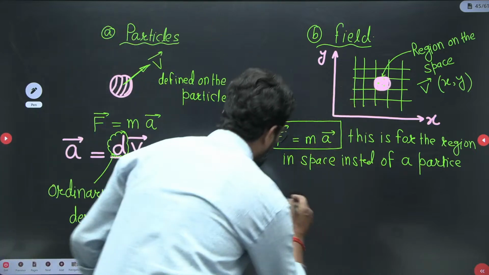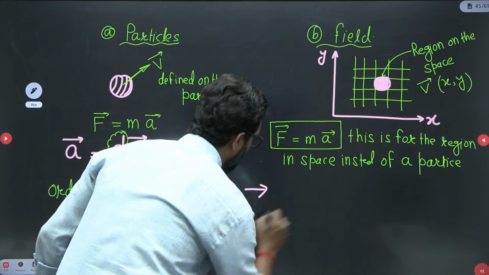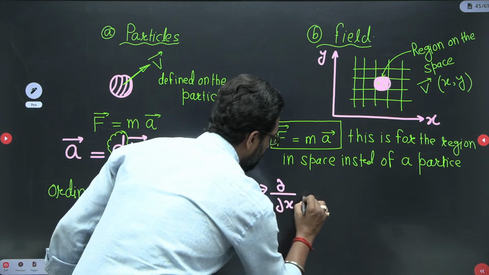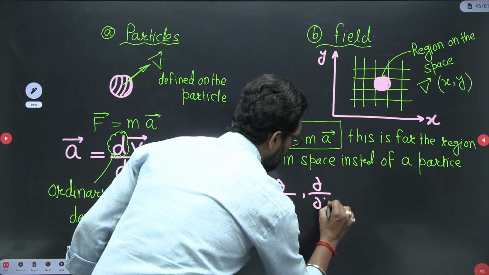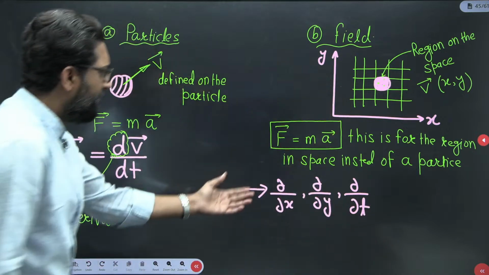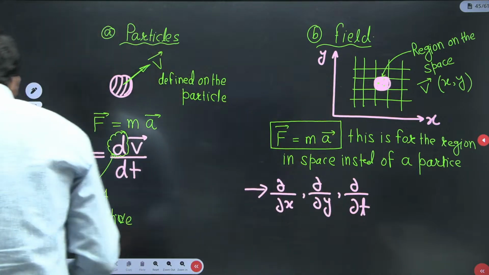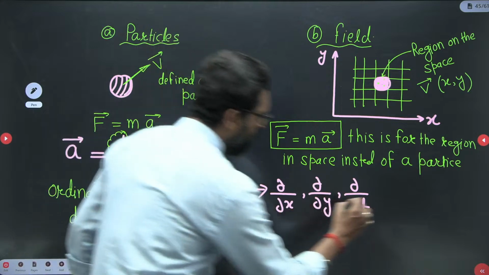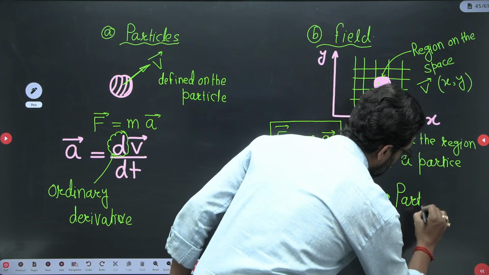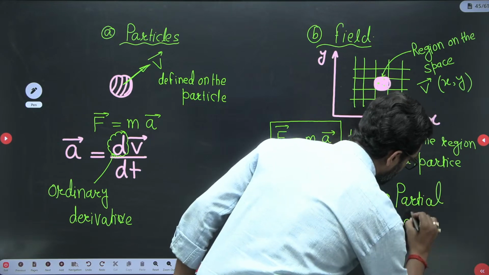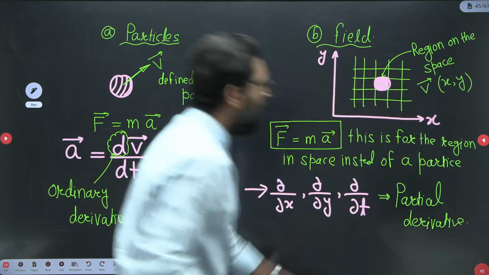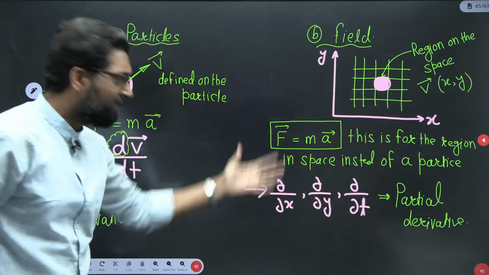And if you define the kinematic parameter, we define the partial. That means we have to define dou by dou x, dou by dou y, let's suppose dou by dou t. So this one is your partial derivative. So if we define the field, we are using the partial derivative.